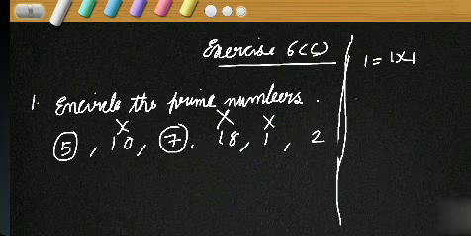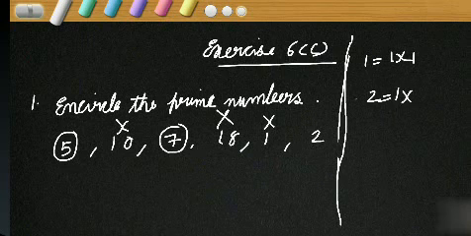What about 2? 2 has how many factors? Yes, 2 has only 2 factors, 1 and 2. So 2 is a prime number and 2 is the smallest prime number. That we have learned earlier. So do we need to encircle 2? Yes, we need to encircle 2.